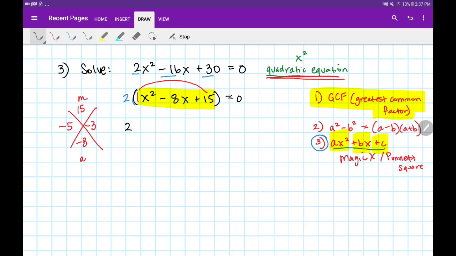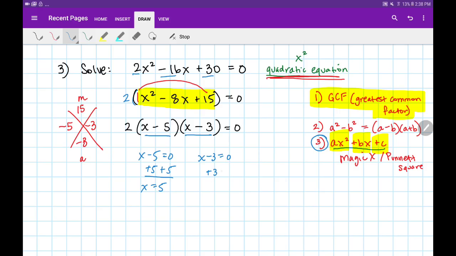So I'm just going to continue copying down this 2, but now I know that I can use my shortcut, and this would be x minus 5 and x minus 3. My next step, now that I'm fully factored, is to set each factor equal to 0. So x minus 5 equals 0. Adding 5 to both sides, I get x equals 5. And then x minus 3 equals 0. Adding 3 to both sides, I'll get x equals positive 3. And these are my two answers, x equals 3 and x equals 5.